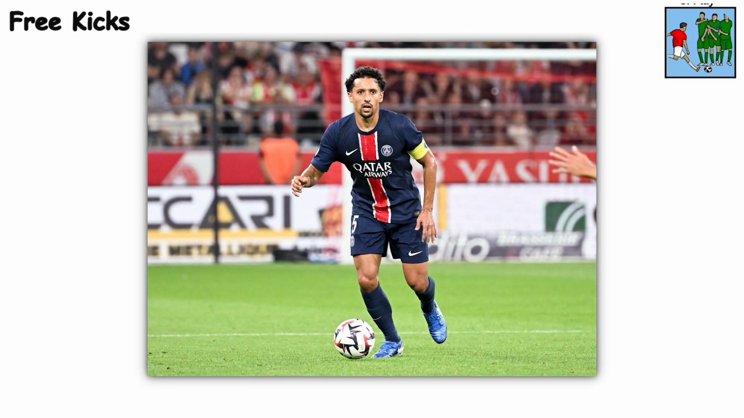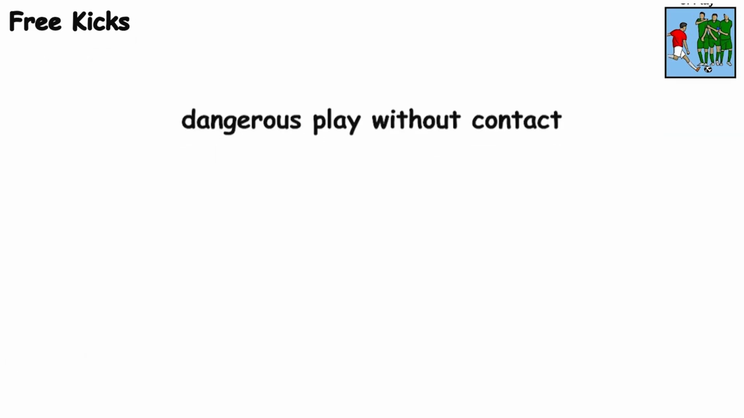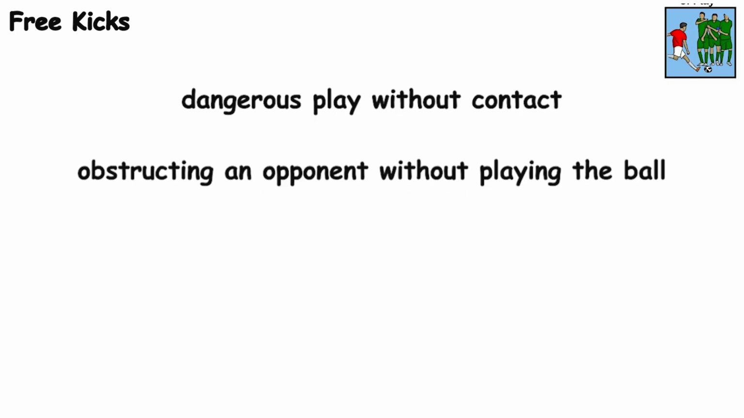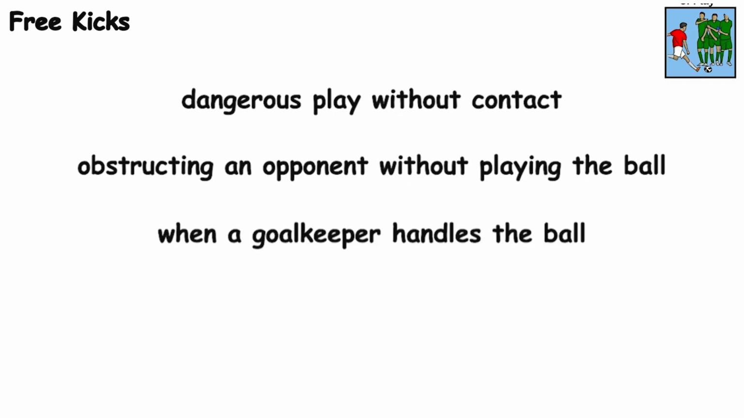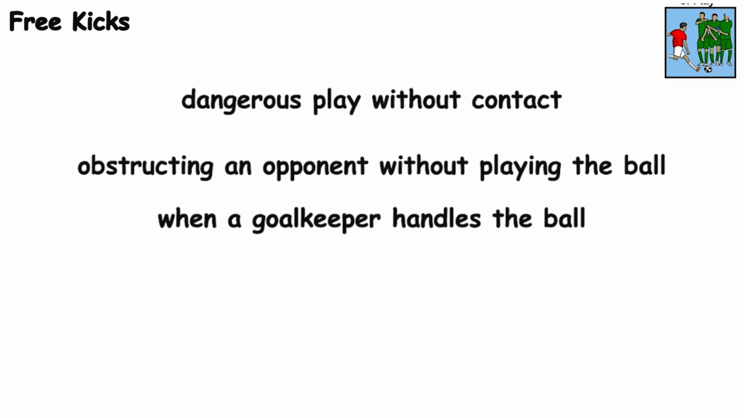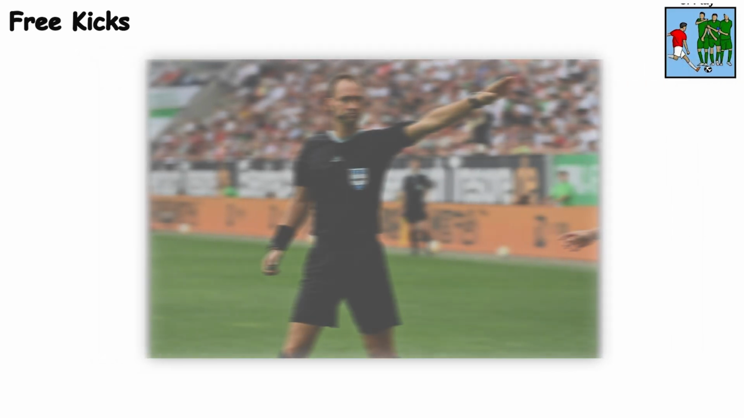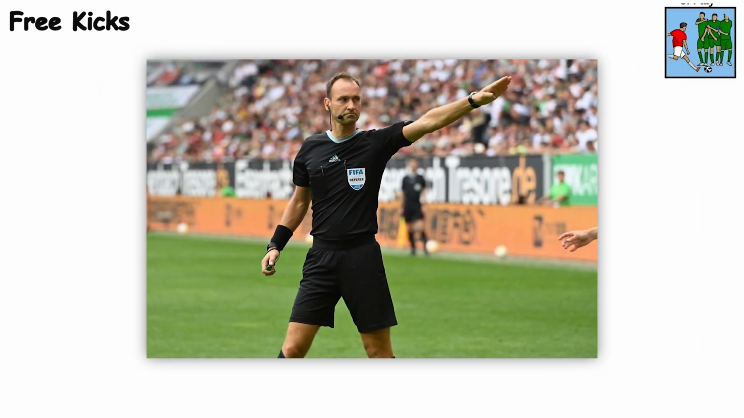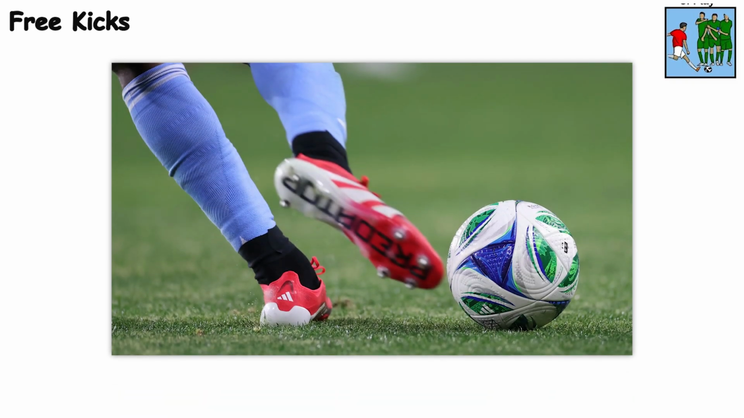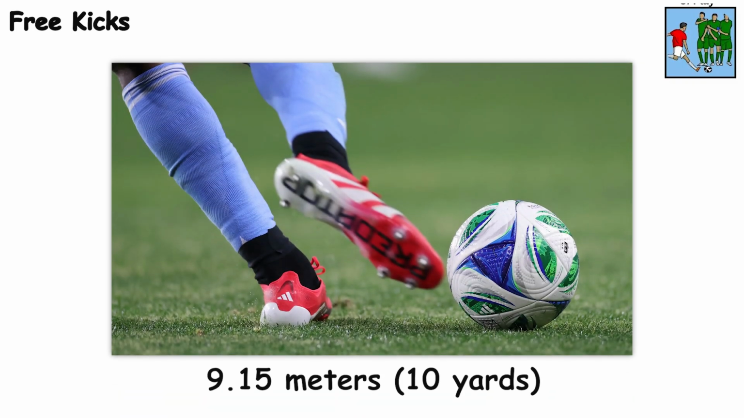An indirect free kick requires the ball to touch at least two players before a goal can be scored. It is given for less aggressive offenses, including dangerous play without contact, obstructing an opponent without playing the ball, or when a goalkeeper handles the ball again after releasing it without another player touching it. The referee signals this by raising an arm high and keeps it raised until the kick is taken and the ball moves. For both kinds of free kicks, the opposing team must stand at least 9.15 meters, 10 yards, away from the ball until it is kicked.